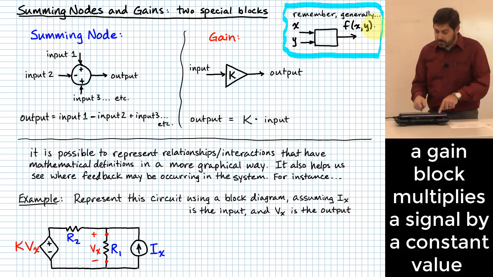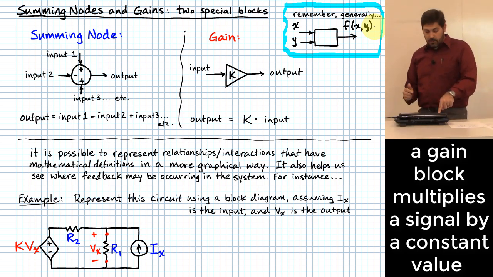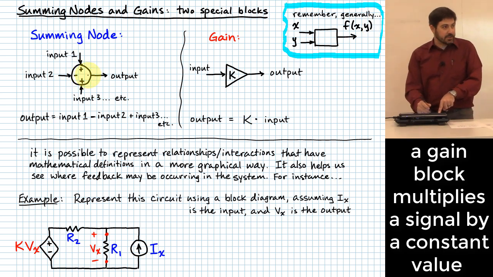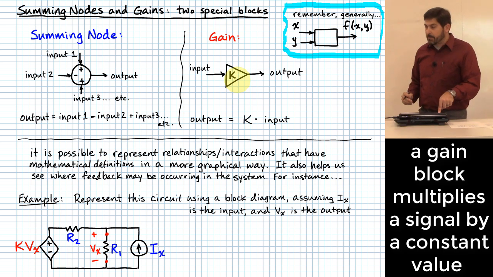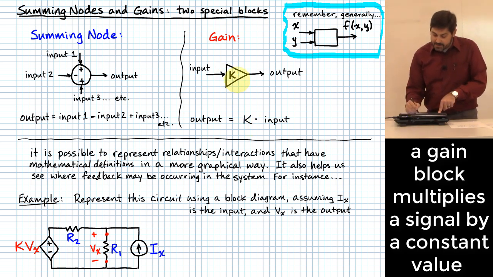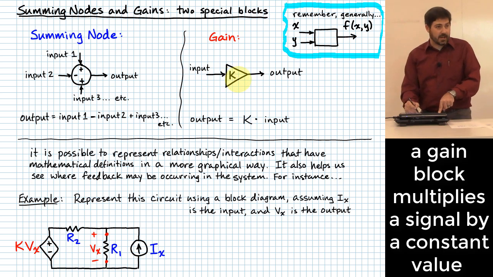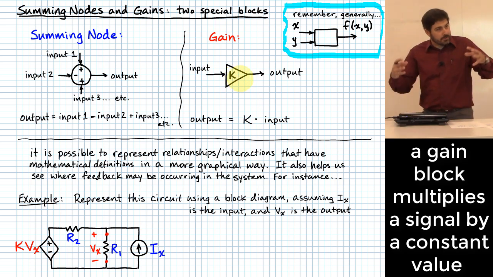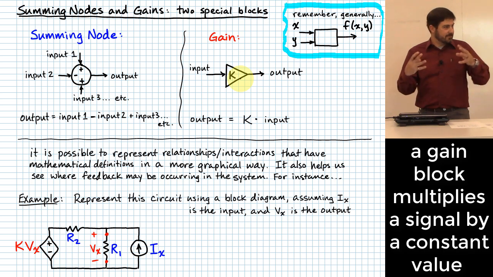And each of these would be a special kind of function, right? In one case, the function is adding together your inputs, and in the other case, the function is to multiply by some constant value. That constant value, by the way, at least how I've set this up, is not a signal itself. It's considered to be hardwired into whatever that block is.